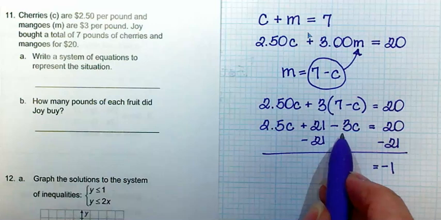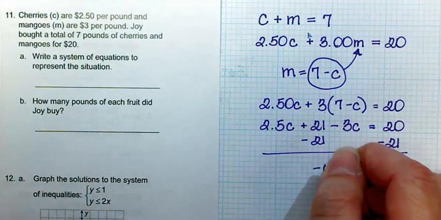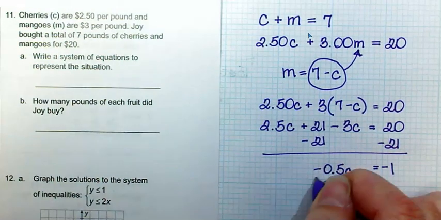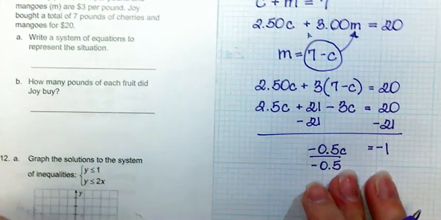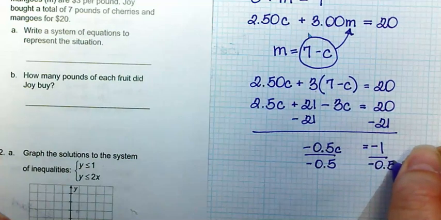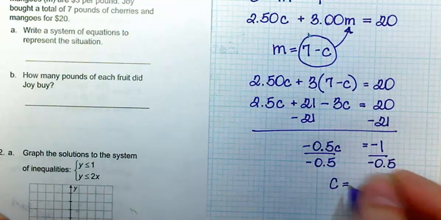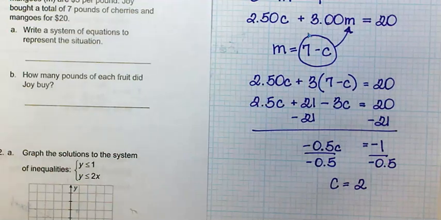Negative 3 plus 2.50 is going to be a negative 0.5 C. Divide by negative 0.5, not C, but just negative 0.5. Negative 0.5. 1 divided by a half is 2. Okay? Dividing by a half is the same as multiplying by 2. And both of them are negative, so they cancel out.